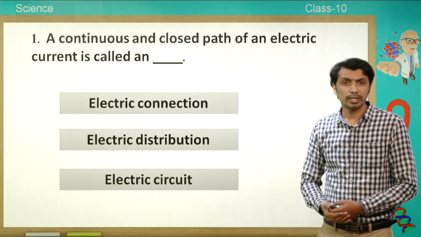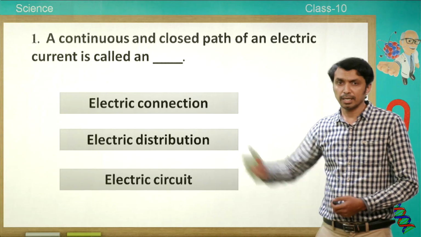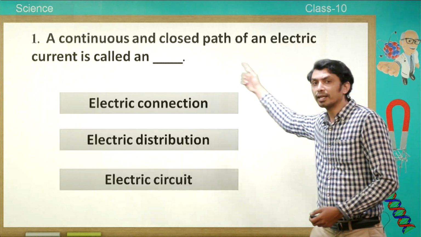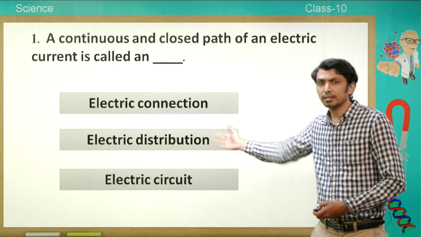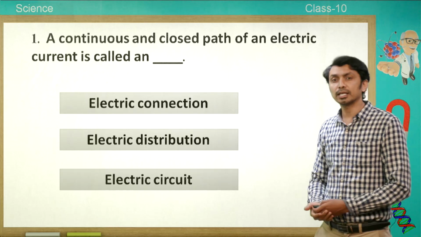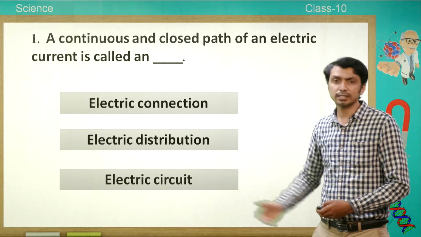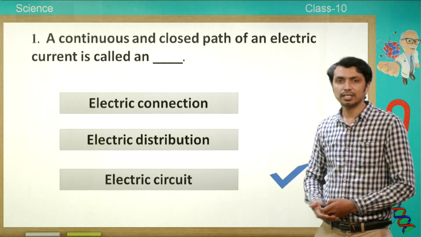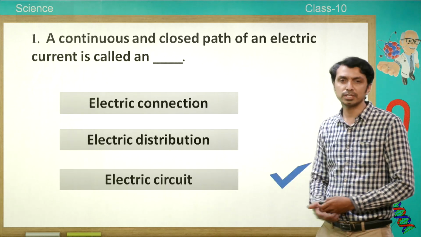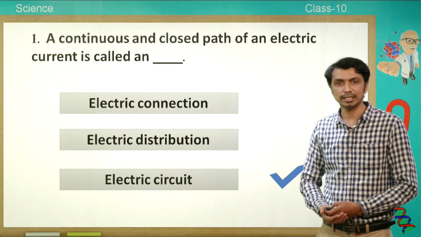Children, now let us have some questions. A continuous and closed path of an electric circuit is dash. Which is the right answer out of these three: electric connection, electric distribution, or electric circuit? Yes, I am sure you are answering it right. So, it is electric circuit, which is the closed path of an electric current.